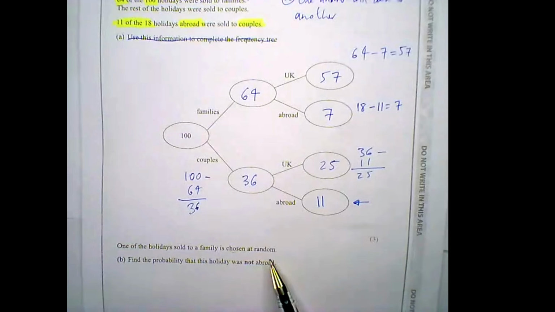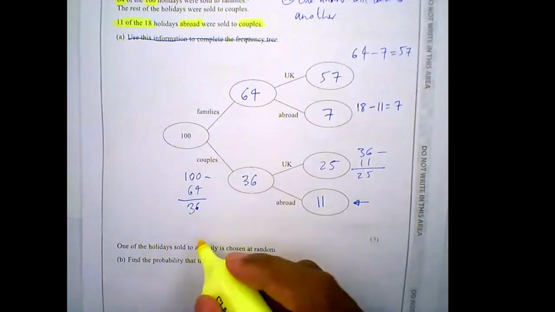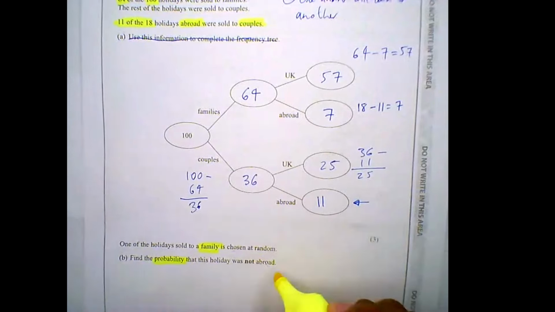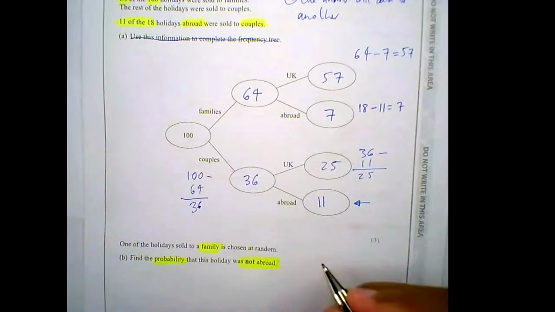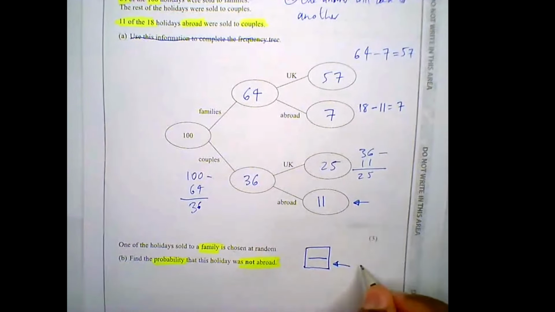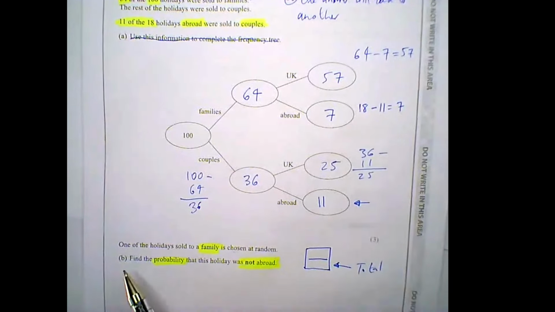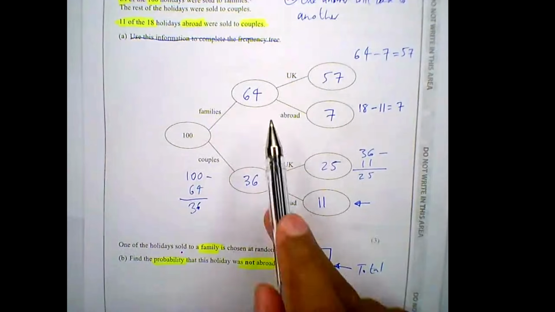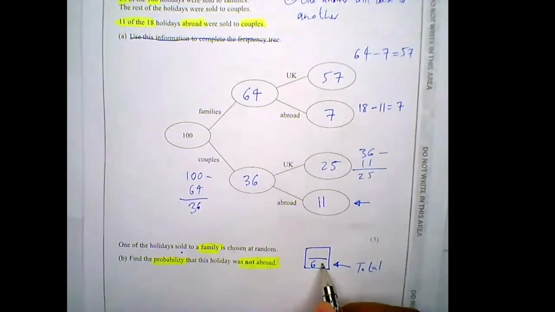Part B now. One of the holidays sold to a family is chosen at random. So we're looking at one of the holidays sold to a family. Find the probability that this holiday was not abroad. Okay, so because it's probability, we have two parts again. Our denominator is our total, but we have to be a bit careful on this one. One of the holidays sold to a family. So we're looking at family. So family is 64. So 64 goes to the bottom.